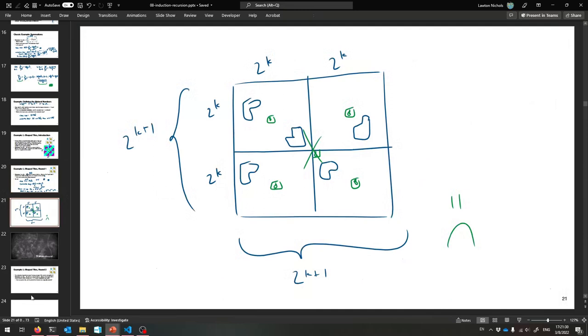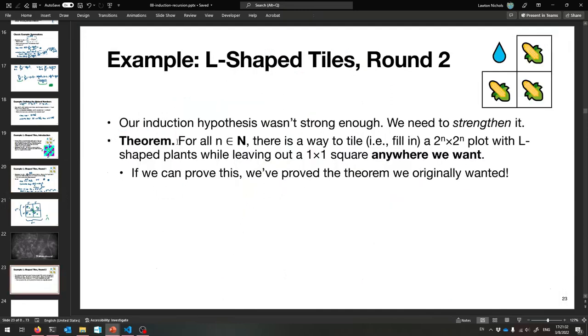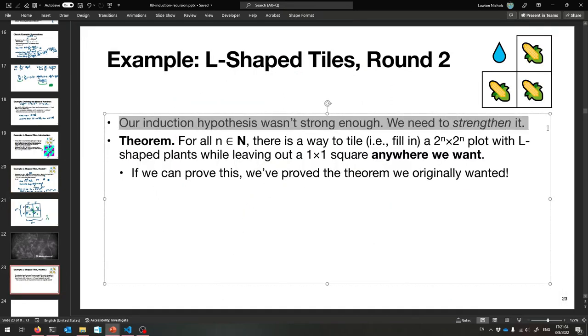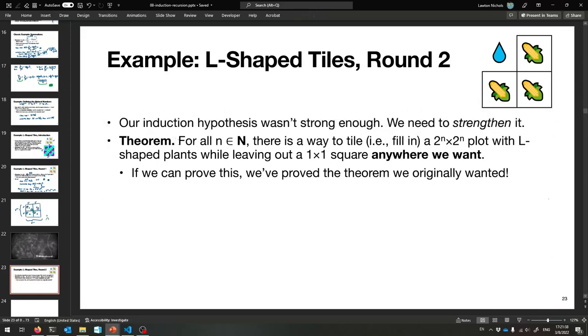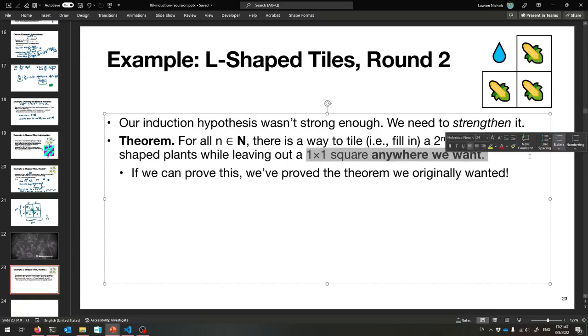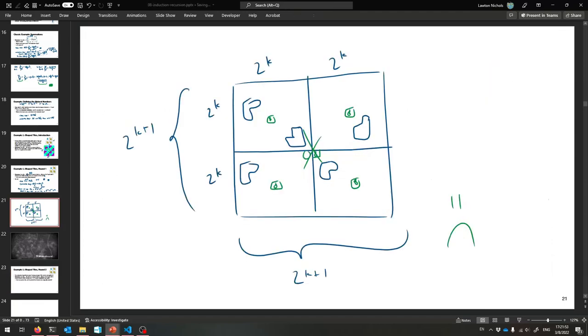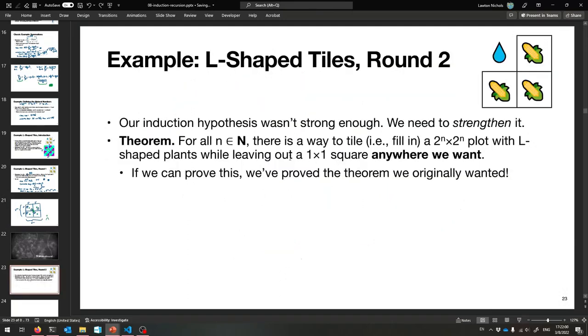So the trick is to what's called strengthen our inductive hypothesis. And the new theorem that we're going to prove is, for all n, there's a way to tile a 2^n by 2^n plot with L-shaped corn while leaving out a 1 by 1 square, not in the middle, but anywhere we would like. And if we assume that, we could leave out room right here, right here, right here, right here, and put a new L and some sprinklers, and I'm going to prove that to you next time.